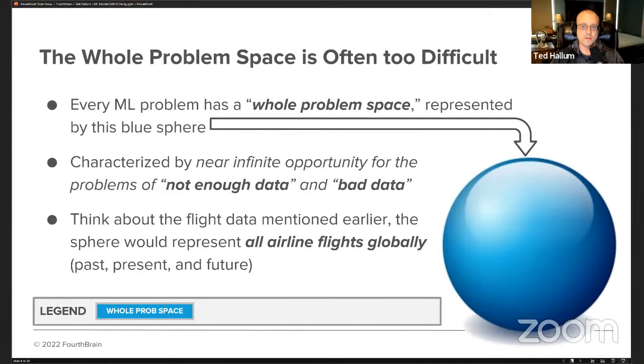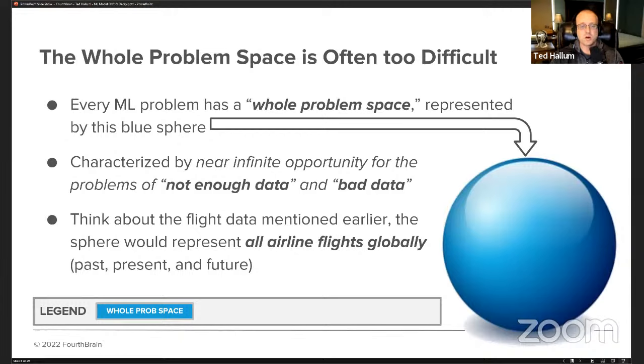Okay, so starting out, it's critical, fundamental to understand that every machine learning problem has a whole problem space. And we can represent that with this blue sphere here on the slide. Now, there are some issues with that. We already talked about the problems that tend to plague supervised machine learning, the problems of not enough data and bad data. And so if you try to attack the entire problem space, there's a lot more opportunity for these problems to manifest.